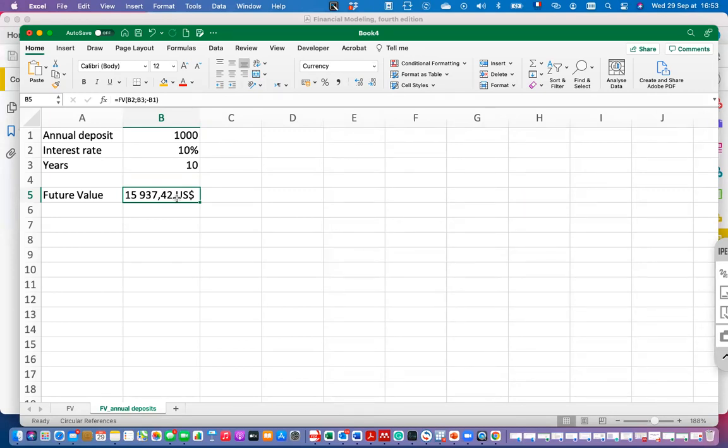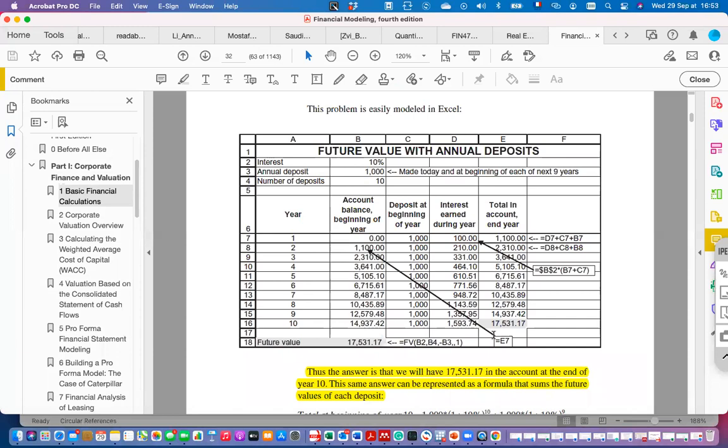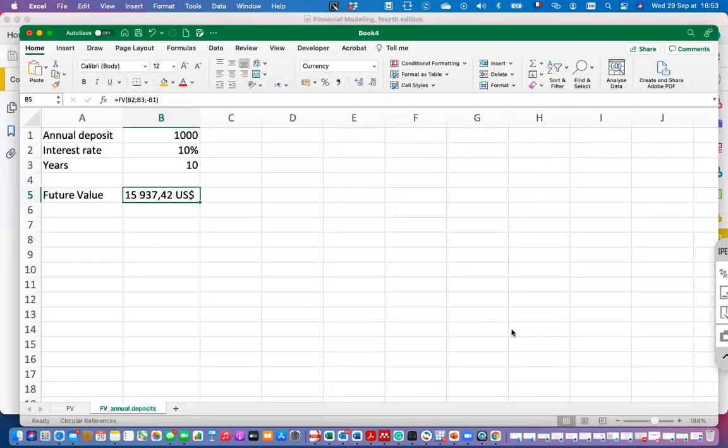Now, if I compare this value to the textbook, I will find a different value. In the textbook, he found 17,531. Why didn't I find the same value? I made a mistake. Which mistake? Let me see. We have the rate, number of periods, PMT. These are the mandatory inputs. هدول يعني الاشياء اللي لازم عليك تدخلهم عشان يطلع لك نتيجة.